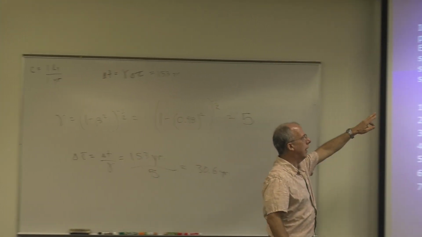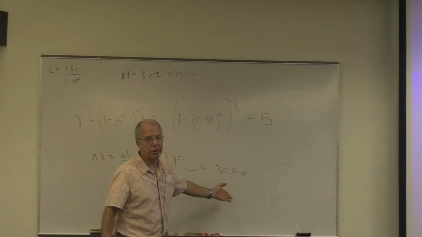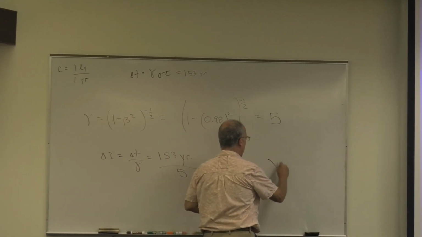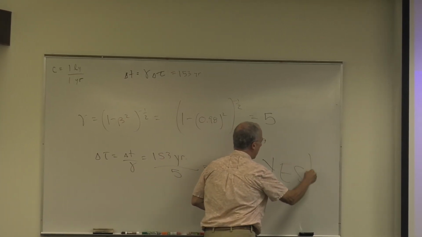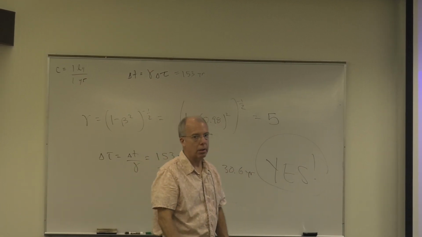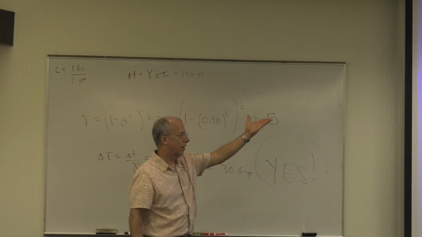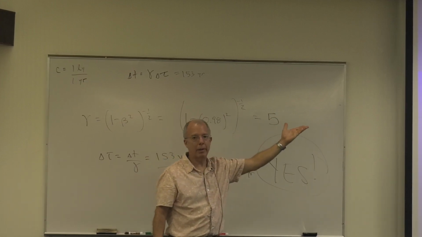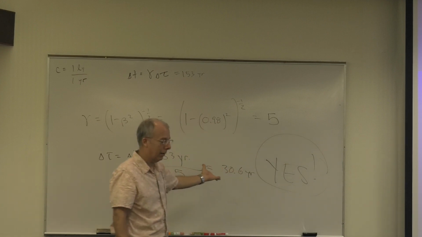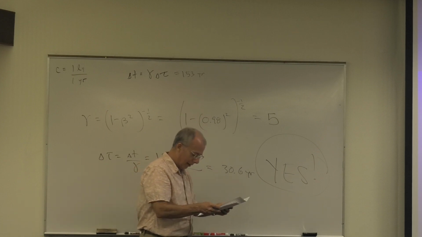Well, the battery can last for 40 years. So will the battery be good when the probe reaches the star? Yes! The answer to the question is yes. The battery will still be good when the probe reaches the star. Now, that's a pretty awesome example, right? It just shows you that Newtonian physics isn't able to handle something like this. I hope you're impressed by that problem.